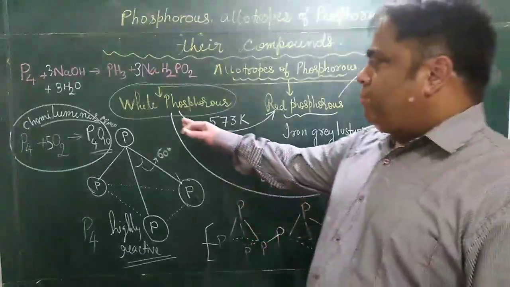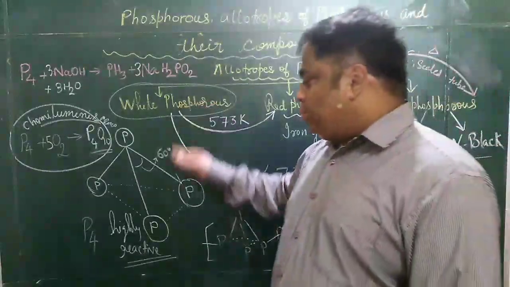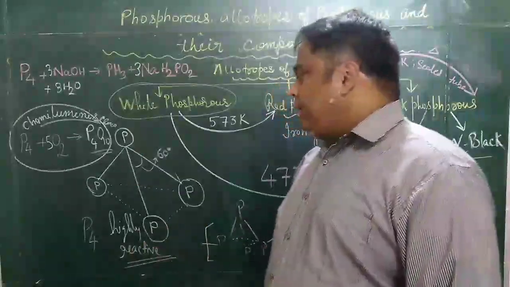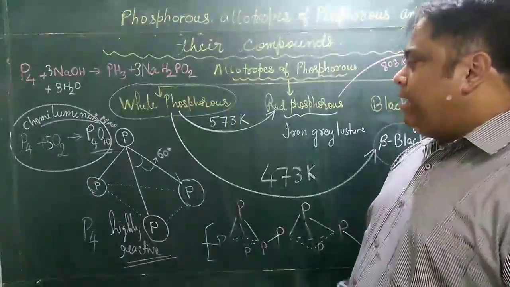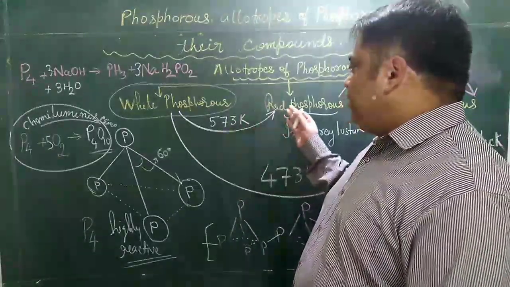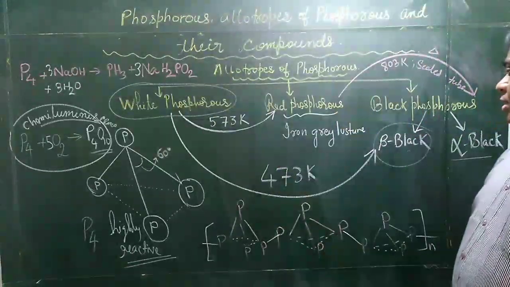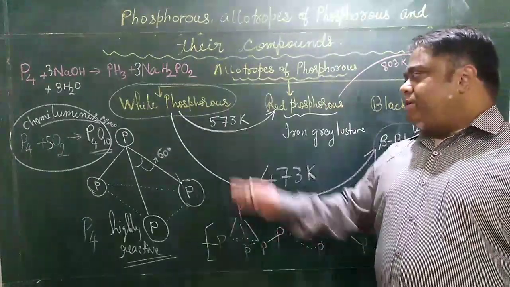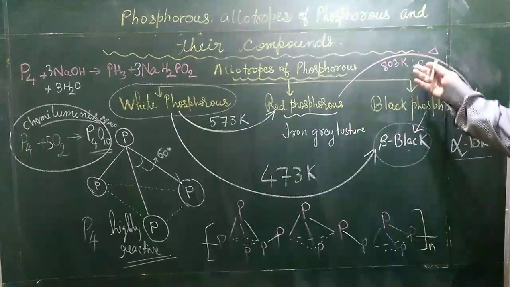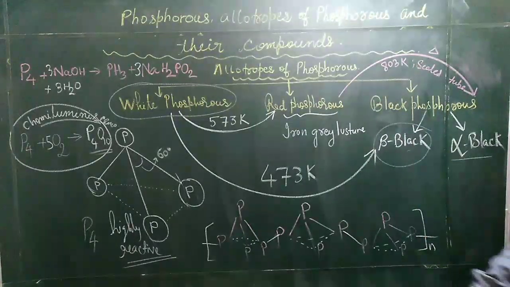So the naturally occurring form of phosphorus is white phosphorus. It exists as a monomer, one unit of P4. The bond angle between phosphorus and phosphorus is 60 degrees. When it is heated at 573 Kelvin, it forms red phosphorus. When it is heated at 473 Kelvin, it forms beta black phosphorus. And when red phosphorus is heated at 803 Kelvin in a sealed tube, it forms alpha black phosphorus. So there are three temperatures: 573, 473 and 803 Kelvin. At 573, red phosphorus is formed.